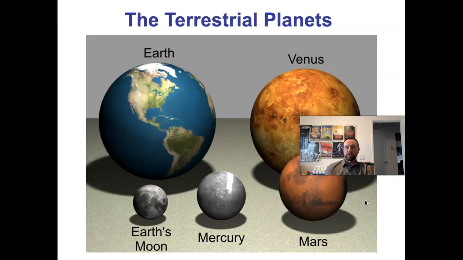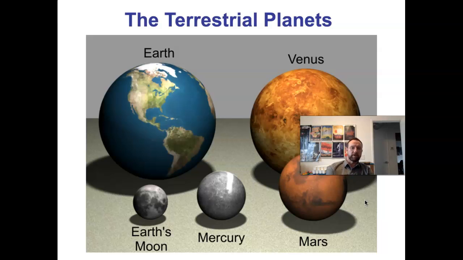Well, the terrestrial planets are small. They are low mass. What are they made of? What are terrestrial planets made of? They're made of rock and metal. And since they're made of rock and metal, they tend to be dense. They orbit close to the sun, right? They all orbit closer to the sun.